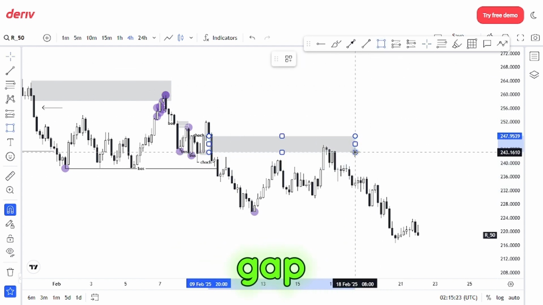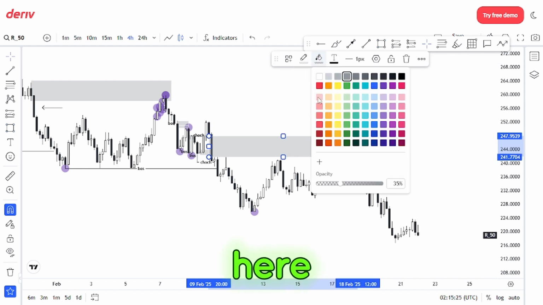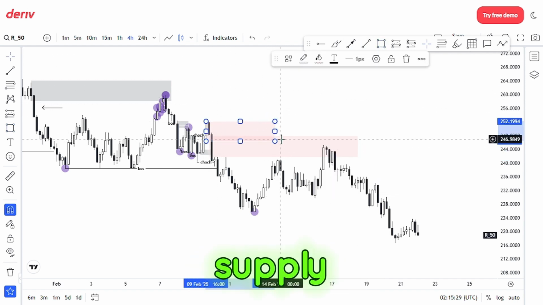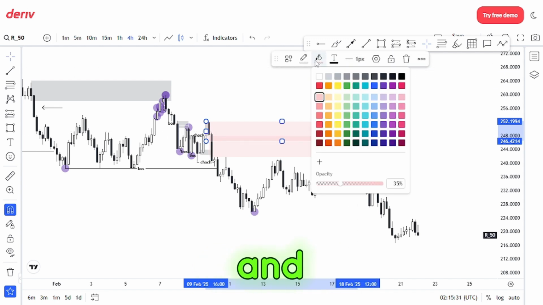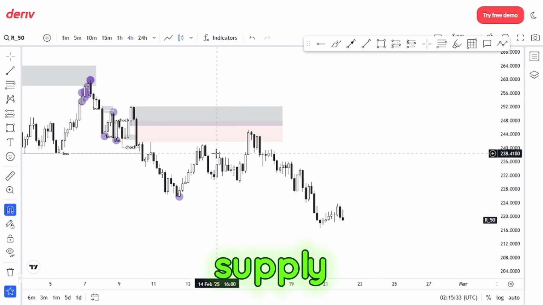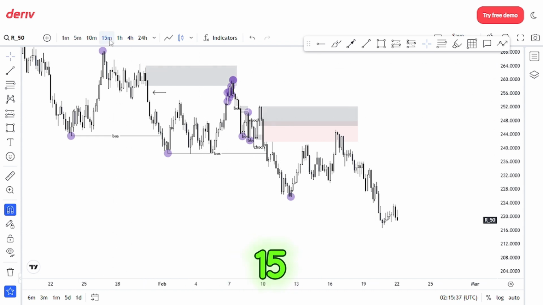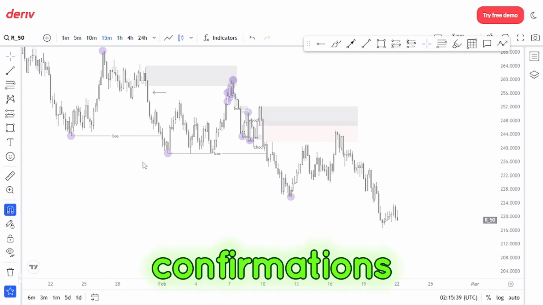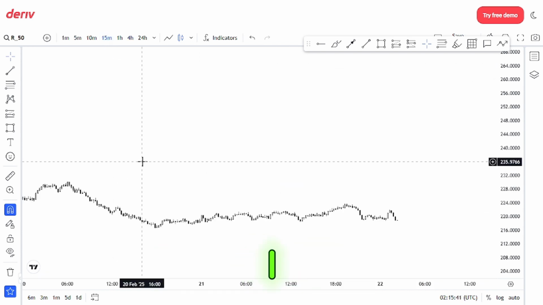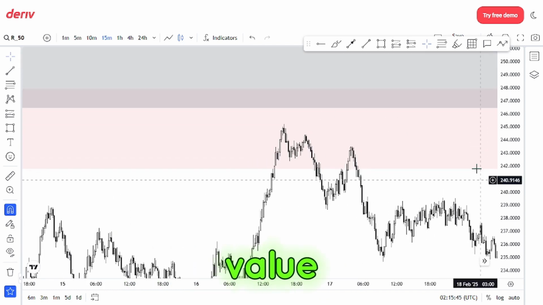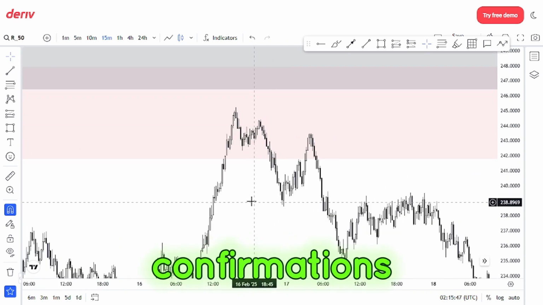There is a fair value gap here, and then after having the fair value gap, you have your demand, your supply zone around here, guys. And I'm going to change the color for the supply. So now we're going to switch over to the 15-minute time frame. We need confirmations on our POI, starting off with the fair value gap. Whenever the market taps into the fair value gap, that is when you start looking for confirmations.